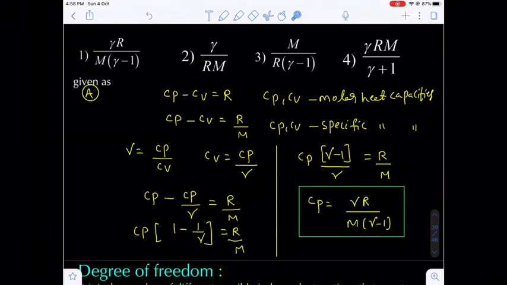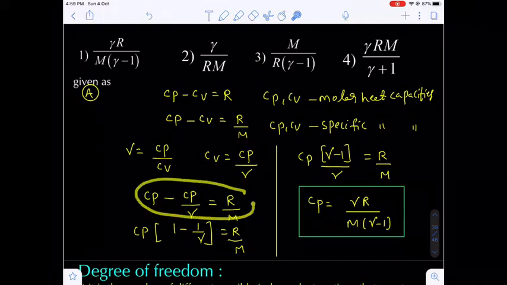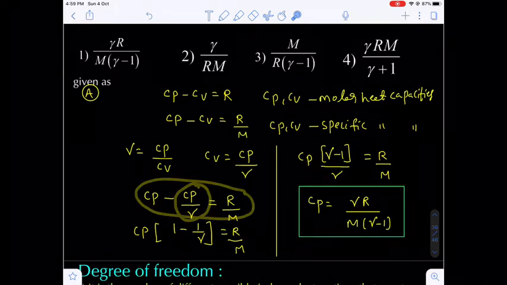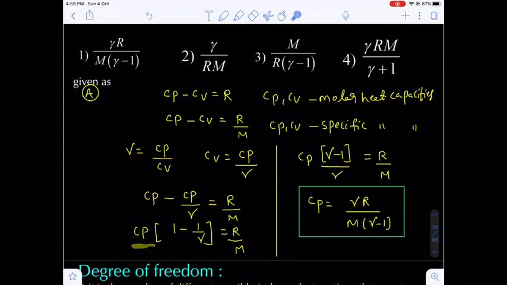Now what is the gamma value? Gamma is equal to Cp by Cv. Instead of Cv, I can write Cp by gamma. Now do you know the relation between Cp minus Cv? Yes, Cp minus Cv is equal to capital R by M. Instead of Cv, I write Cp by gamma. Take the Cp common here. Cp times 1 minus 1 by gamma will be equal to R by M.